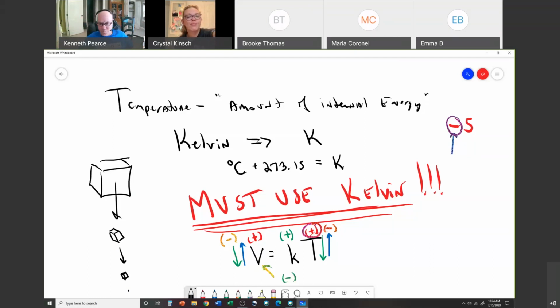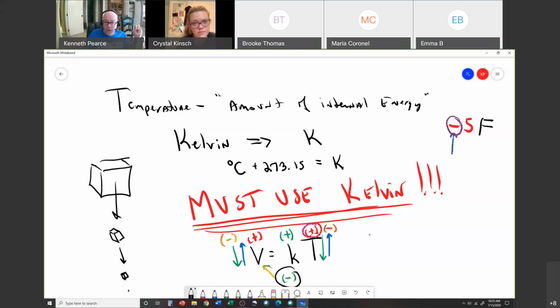All right, so you end up with a negative volume. There is no such thing as negative volume. And that's one of the problems with using degrees Celsius: you can have negative temperatures. And that's one of the problems with using degrees Fahrenheit. You can have a negative temperature. If you can have a negative temperature, you can have a negative volume. We can't have negative volumes.